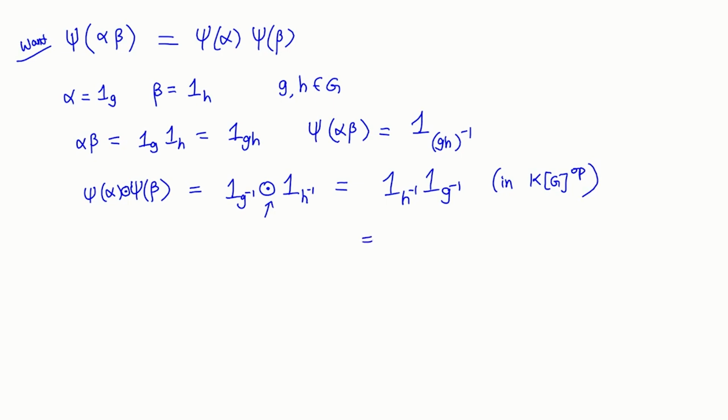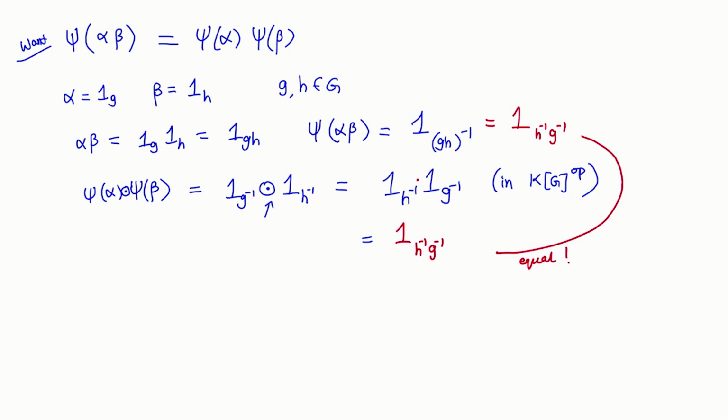Now these two things are equal, because let's check: 1 of (gh) inverse by definition is 1 of h inverse g inverse, since (gh) inverse in the group is h inverse g inverse. And 1_(h inverse) times 1_(g inverse) in the opposite ring is also equal to 1_(h inverse g inverse), because this is now the multiplication in the ring R. So I interchange the order of the factors and then do the usual multiplication in the ring R. So these two are equal, and we are done.